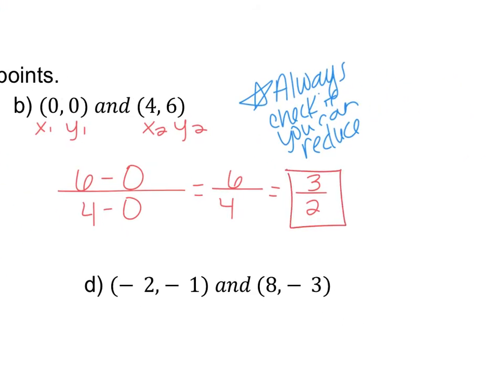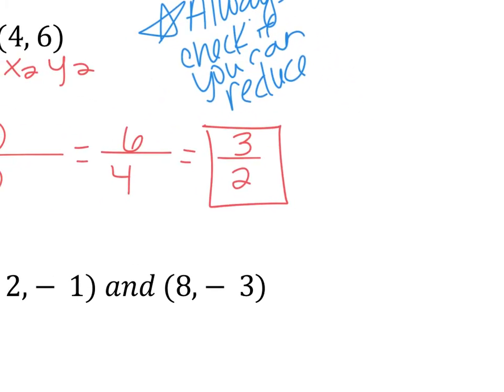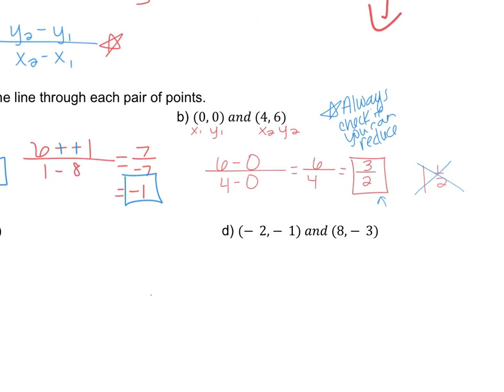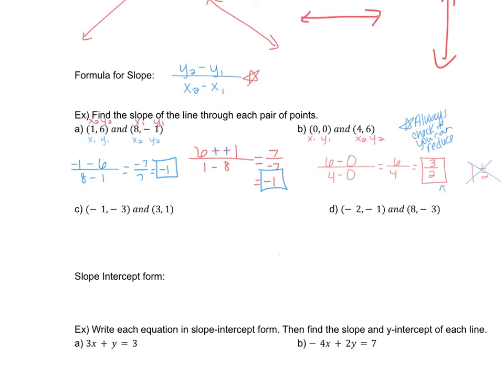Some people will be tempted to write that as a mixed number, like 1 and 1/2. Okay, don't ever do that for slope. Always leave it as improper, okay? Because it'll come in handy whenever you actually have to apply it later. So yeah, you never write it as 1 and 1/2.